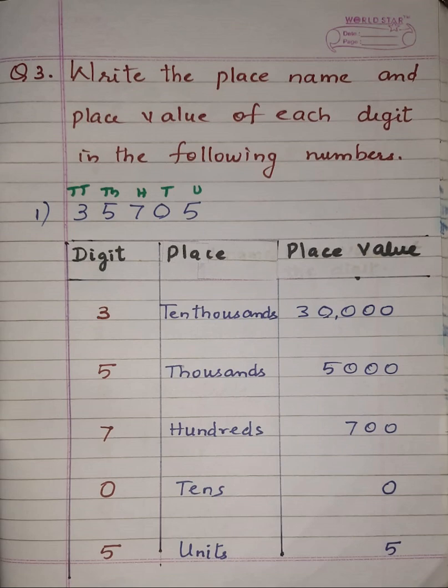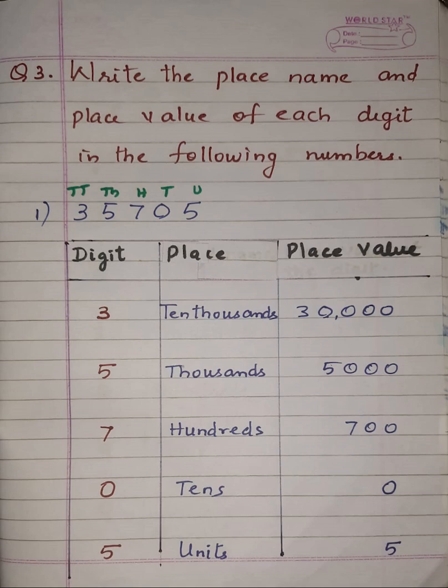Followed. Now the next thing you have to do, children, is write the digits starting from 3, then leave one line, then write the next digit as 5, then leave one line, then write the next digit 7, then leave one line, then write 0, then last digit 5, one below the other, by leaving 1 or 2 lines. Okay, then children, we have to start writing the place and place value for each digit.